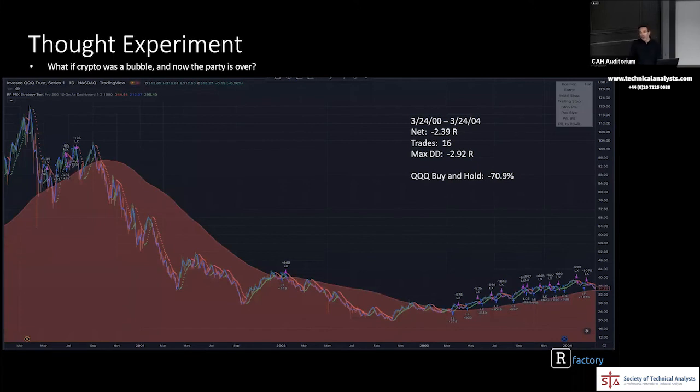But if you ran a system on it where you're being that little bit more active, the PRX system, for example, we've got 16 trades here. It's obviously not doing fantastic, but you're only down a couple of R, and your max drawdown was less than 3R. So it's much easier to stomach that sort of thing than just holding on once you get stuck at the top.